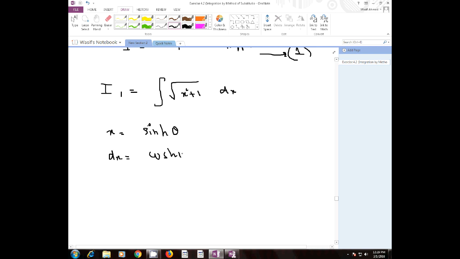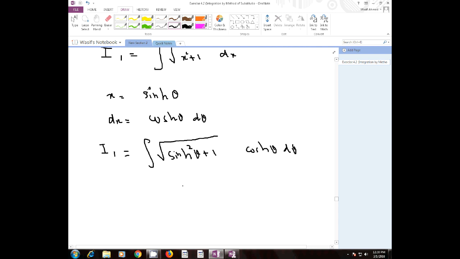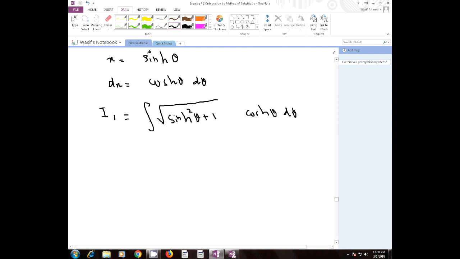dx is equal to cos hyperbolic theta d theta. Substitute into the integral I1, you would get the integral of square root of sine hyperbolic square theta plus 1, and instead of dx we have cos hyperbolic theta d theta. Since we know that cos hyperbolic square theta minus sine hyperbolic square theta is equal to 1, sine hyperbolic square theta plus 1 is cos hyperbolic square theta, and its square gets cancelled with the square root, and you have cos hyperbolic theta, which gets multiplied with the next cos hyperbolic theta, and it makes cos hyperbolic square theta d theta.